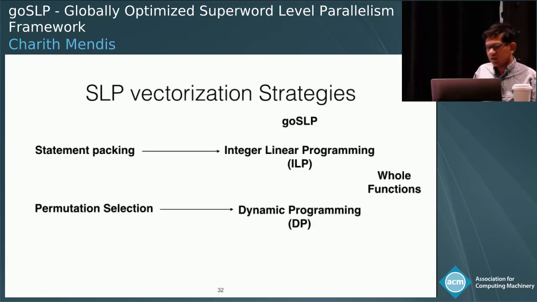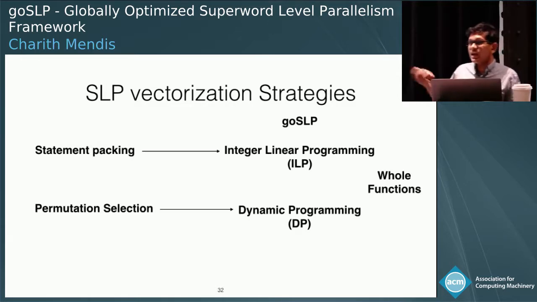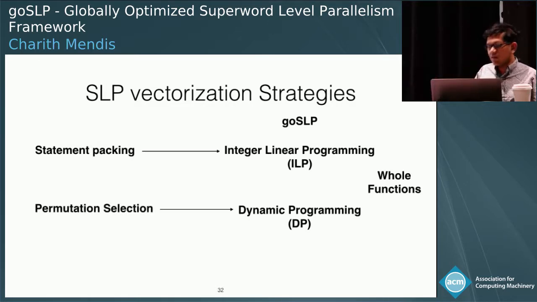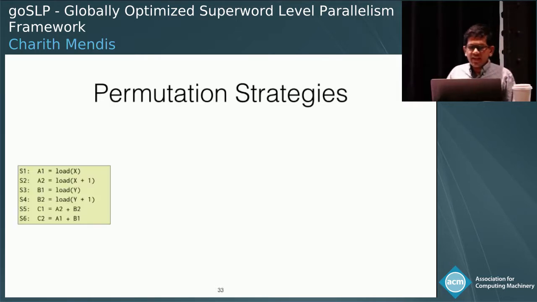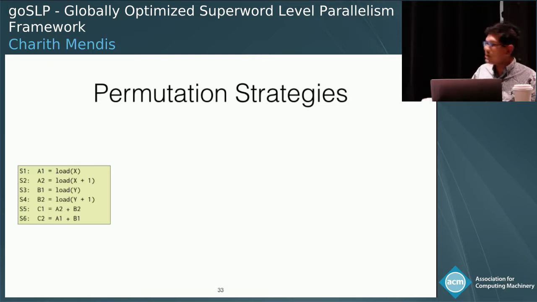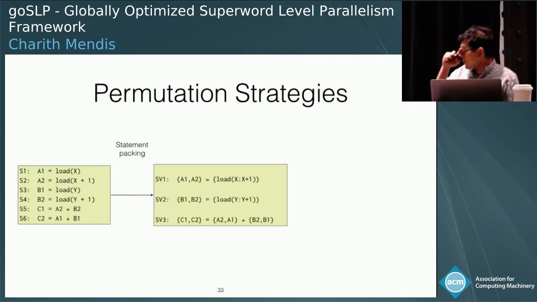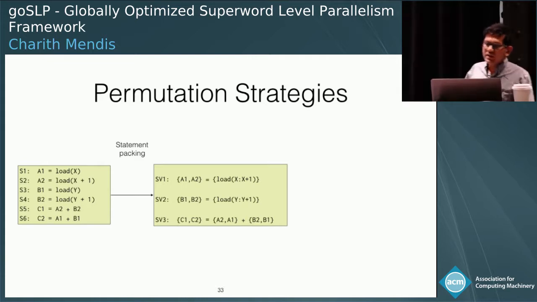Now I'll briefly motivate why we need to do a search to find out the best statement ordering and how it can affect the final quality of the vectorized code. Here again, let's consider this small basic block, which is perfectly vectorizable because it's accessing adjacent memory, and those accesses can be used in this addition operation. So after the vector packing stage, we get these vectorized loads and vectorized additions.